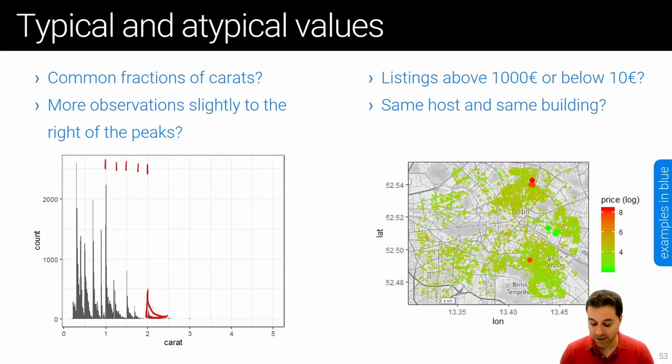Here on the right, we have the geographical distribution of the listings in Berlin, and what we're doing is using the color to display the price. And what we see here immediately is that there are some listings below 10 euros, this very light green, and there are some listings above 1,000 euros.